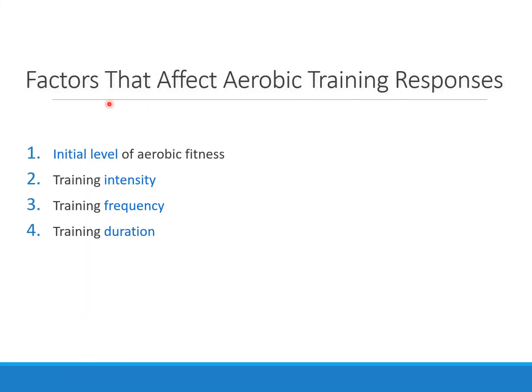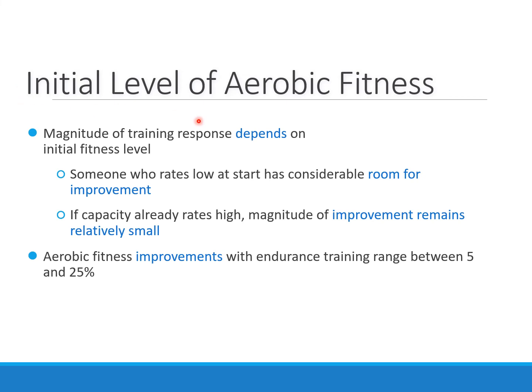So next we're going to talk about factors that affect aerobic training responses, and there are 4 of them. Number 1 is your initial level of aerobic fitness, and we'll talk about this more on the next slide. We also talked about training intensity, frequency, and duration, and that goes into that overload principle that we talked about earlier in this chapter. So let's talk about the initial level of aerobic fitness.